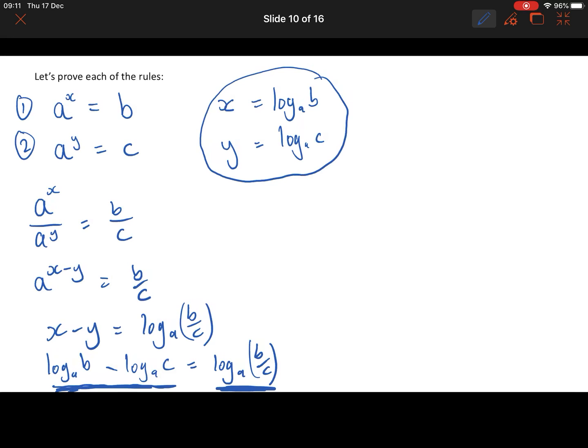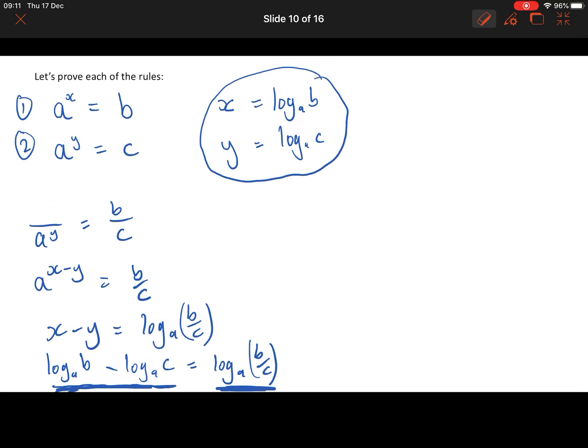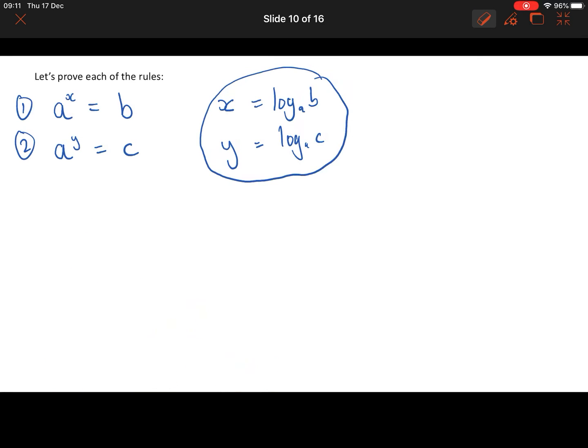So again, if I've got a subtraction of logs with the same base, I can bring them together into a single logarithm by dividing what's in the log, okay? So that proves rule number 3.